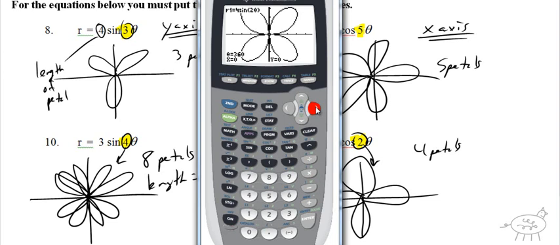All right. So I hope you guys learned something with this. The next day we're going to do it by hand. Being able to recognize if it's a rose or a limaçon with a loop or a limaçon without a loop or a cardioid or a circle, I think that's really important, to be able to recognize all those different graphs. So that's why we did it on our calculator, and we learned a little bit about our calculator too.